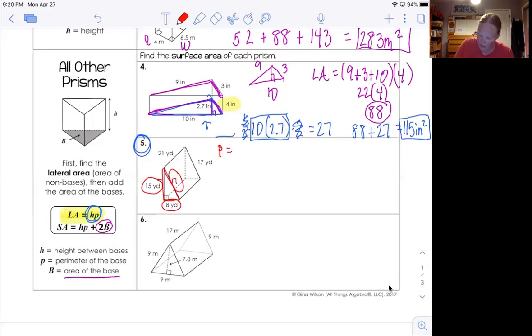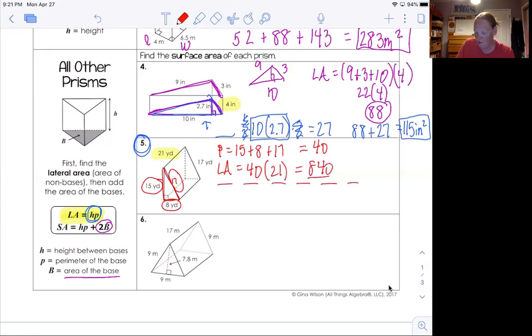Okay, so my perimeter is 15 plus 8 plus 17. So 8 plus 15 is 23. 23 plus 17 is 40. So my perimeter is 40. Now I'm going to find the lateral area. And the lateral area is the perimeter that we just found times the height. The space between the 2 triangles is 21. So I'm going to do 40 times 21, which gives me 840. Okay, so there's my lateral area. Now, this is me working on a better organizational pattern here.